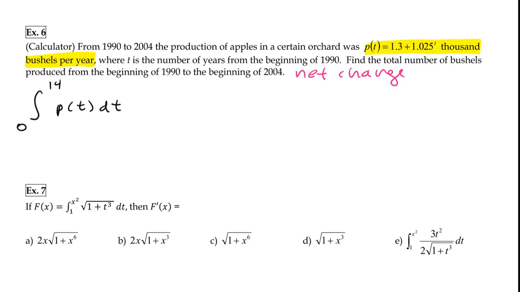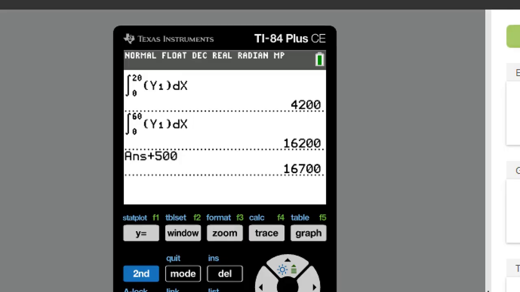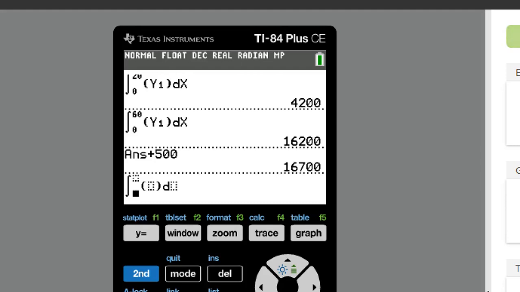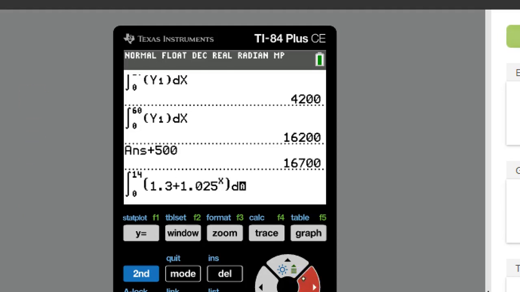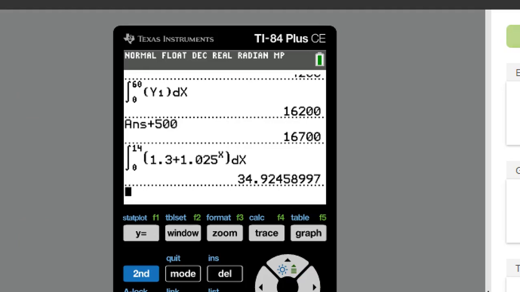We're going to go to our calculator, type this in, and call it a day on the story problems. When you go to your calculator, now here I'm not going to enter it in Y1 because we're not going to do more than one thing with it. There's not a part in part A or part B. If you want to do that because you're used to it, go ahead. It really doesn't matter either way. This is 1.3 plus 1.025 to the x dx. And we get 34.925, 34.925. Okay, let's go back.